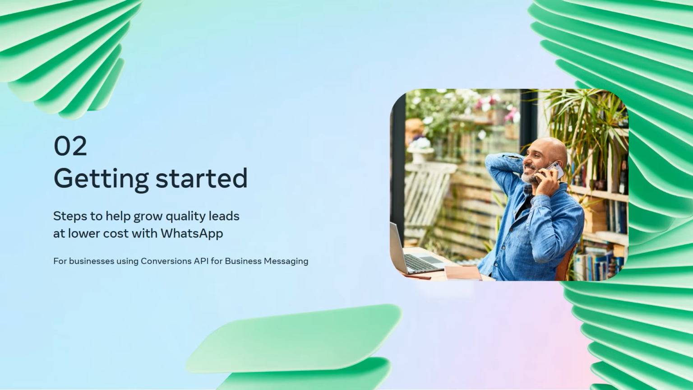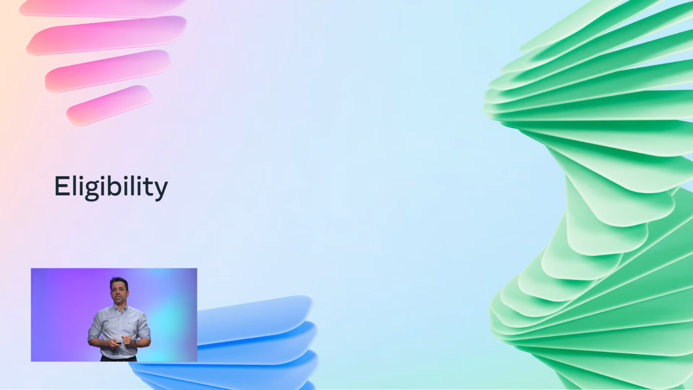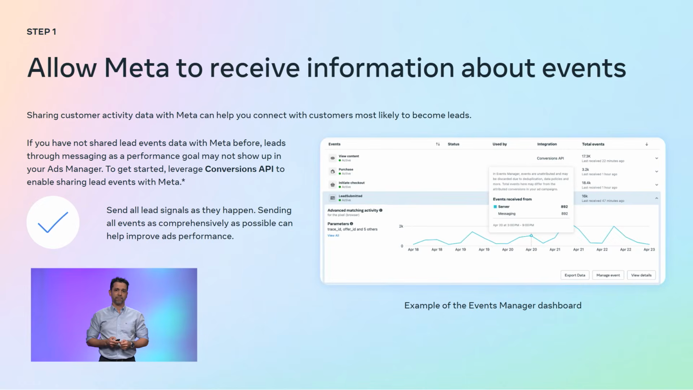There are 2 distinct steps for getting started with lead optimization. First, you have to meet eligibility requirements. Second, you need to actually run an ad that clicks to Messenger, Instagram, and WhatsApp campaigns optimized for leads. Let's go over the steps you need to take to become eligible for lead optimization. Whether your campaigns are targeting conversations on Messenger, Instagram, WhatsApp, or all of them, you will need to share customer activity with Meta first. We call it sharing signals.